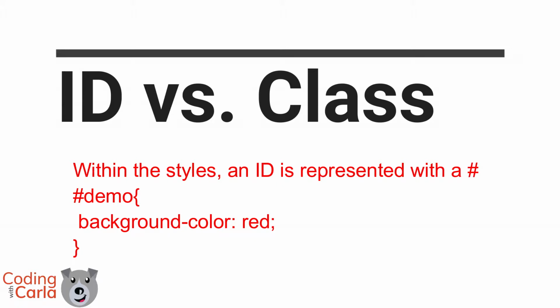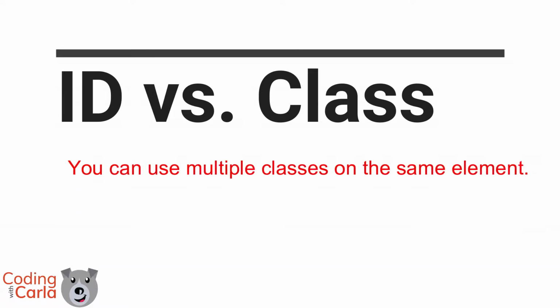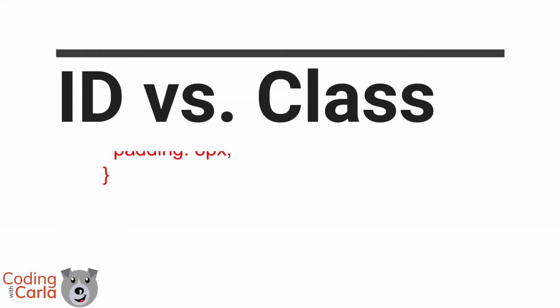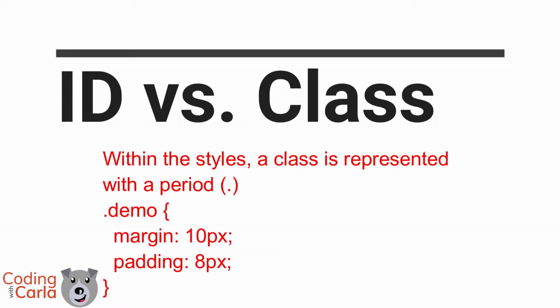And classes are a little bit different. You can use classes on multiple elements. In addition, you can use multiple classes within the same element, which is going to be great. Now, within the styles, a class is represented with a period. In this example, we have .demo, and that's setting the margin to 10 and the padding to 8. And we'll get into those specifics in just a bit.